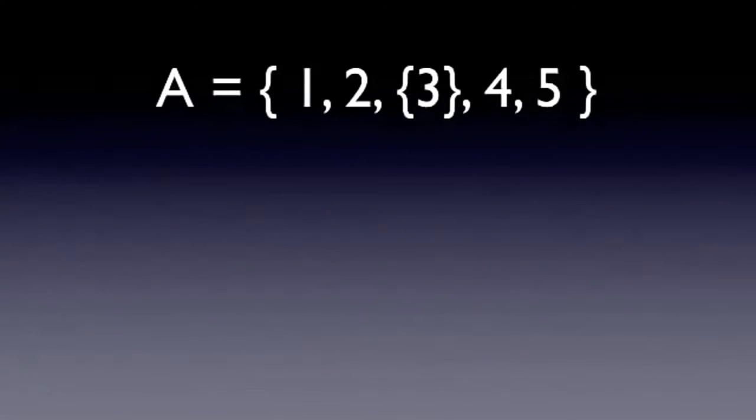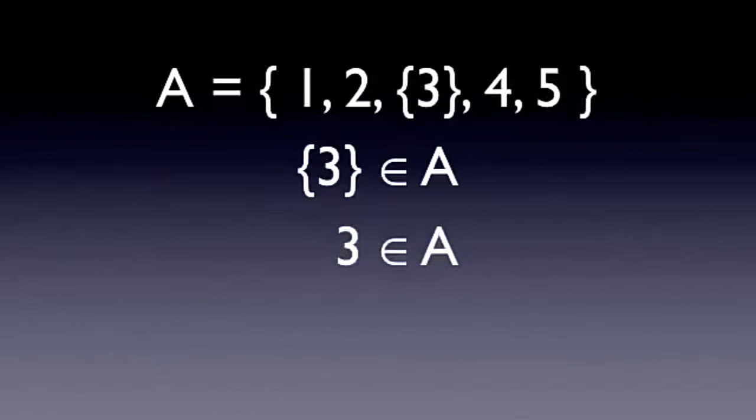For example, if we define set A like this, it would be correct to say that the set containing 3 is an element of set A. Notice that we have replaced the number 3 with a set that contains the number 3. The set of 3 is an element of set A, but if we remove the braces, this statement is no longer correct. In this case, 3 is not an element of set A, only the set containing 3 is an element.